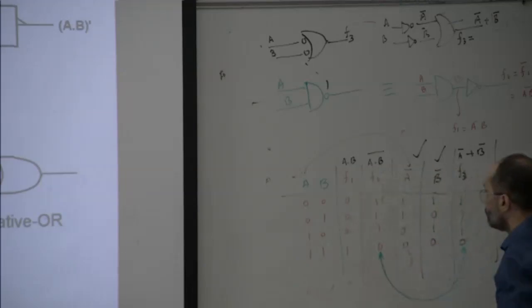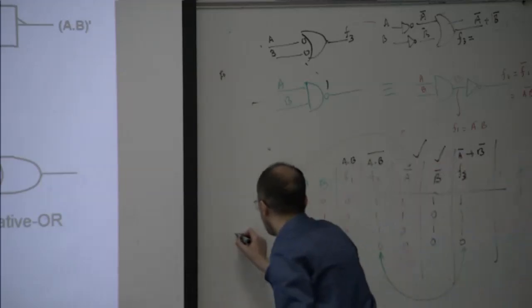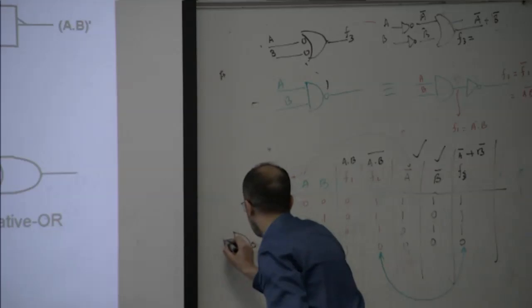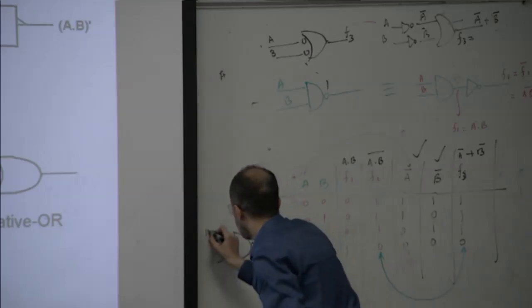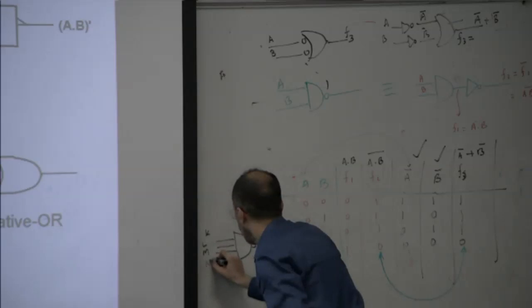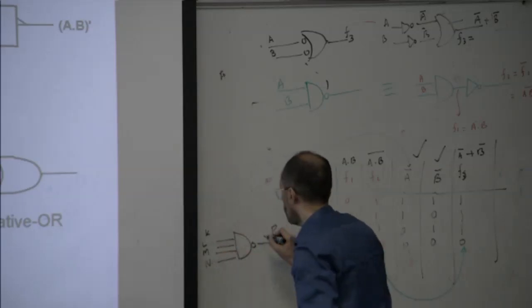Now we have another example. Assume that this is a NAND gate with inputs K, L, M and N, and the output is P.